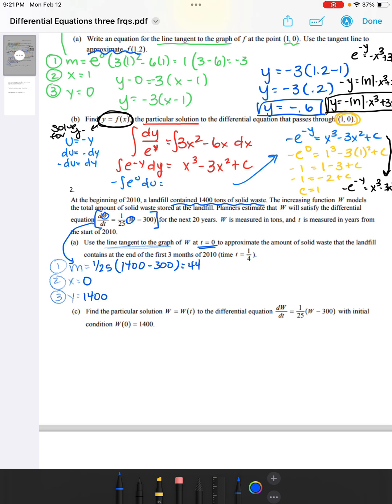Okay, then we're going to write the equation of our tangent line. So it's going to be y minus 1,400 equals 44, my slope, times x minus 0. Now I'm going to simplify this a little bit more. So y equals 44x plus 1,400.